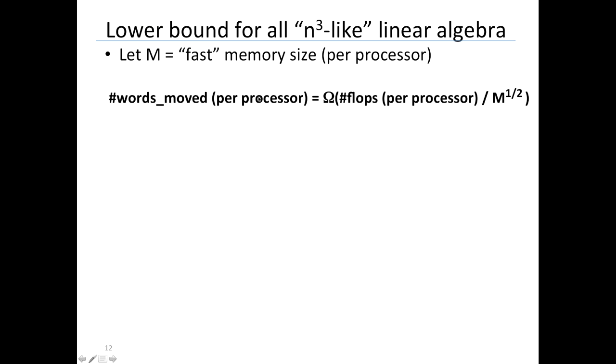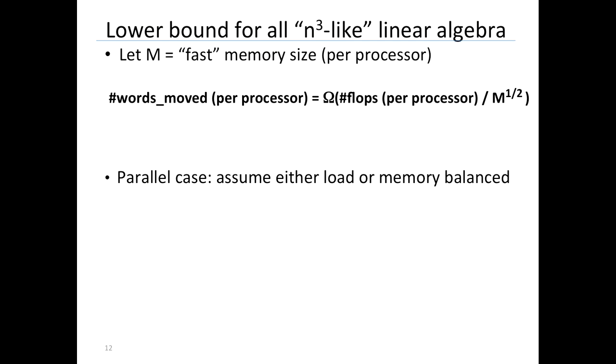So how much data has to move back and forth between the cache and the DRAM to solve your problem? And here's the lower bound. It says the number of words moved by any processor that owns that cache is lower bounded by a multiple of however many flops you assign that processor to do, divided by the square root of its cache size, of its fast memory size. So that is the universal lower bound.